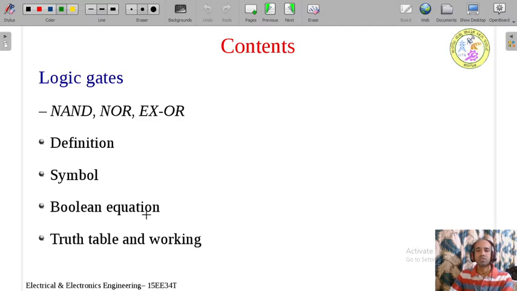These are the contents of today's session. Here in this session we are going to learn the next types of logic gates: NAND, NOR and XOR, their definition, symbol, Boolean equation, truth table and working of these logic gates. In the earlier session we have discussed the basic logic gates like AND gate, NOT gate and OR gate. So the next set of gates are NAND, NOR and XOR gates. So these gates are called derived gates.